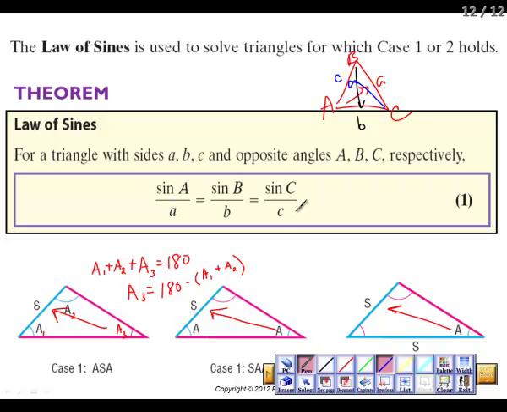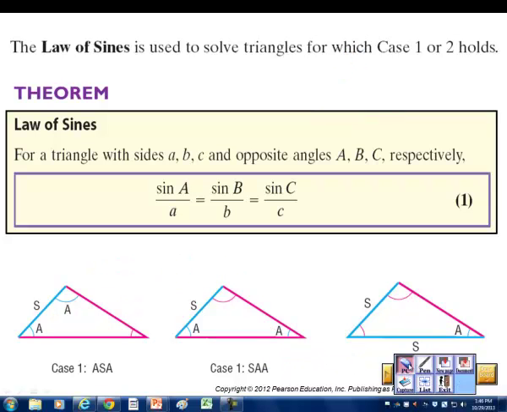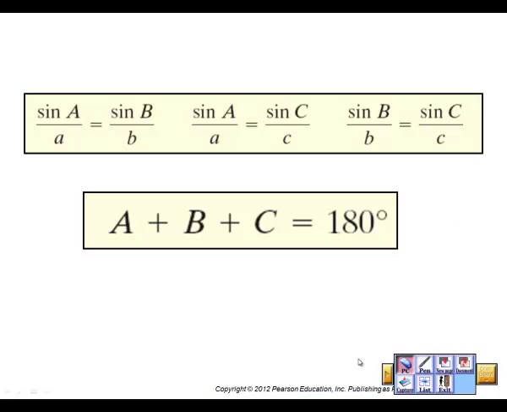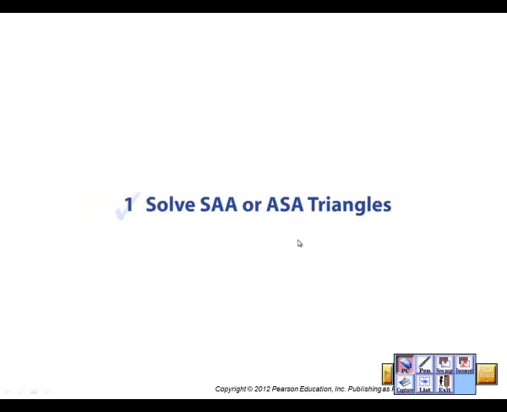And so we can use basically any combination of any two of these: either the first and second one, or the second and the third one, or the first one and the third one. So this would be the law of sines. So let's take a look at some problems. Here we have angle A, angle B, and angle C. We know that all three angles in a triangle add up to 180 degrees. So let's take a look at triangles that have an angle, side, angle, or angle side angle.